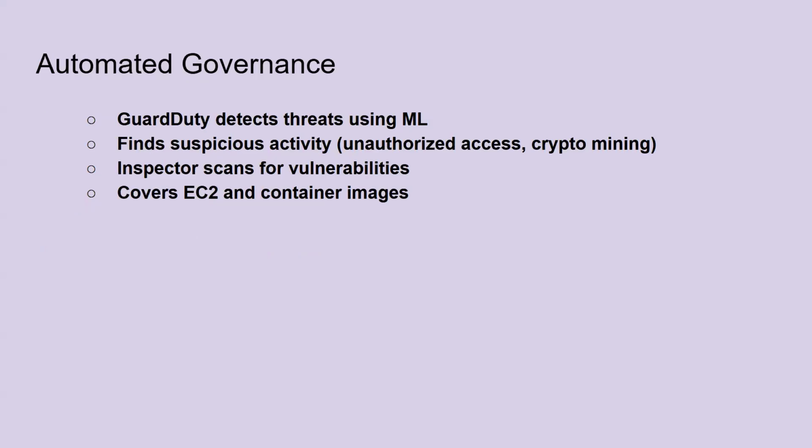Automated governance. GuardDuty detects threats using machine learning. It finds suspicious activity, unauthorized access, crypto mining, any of those things. Inspector scans for vulnerabilities, and it covers EC2 and container images.